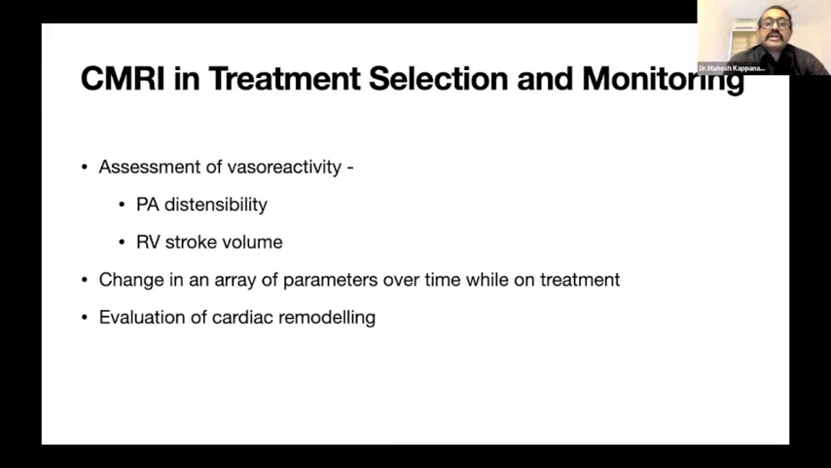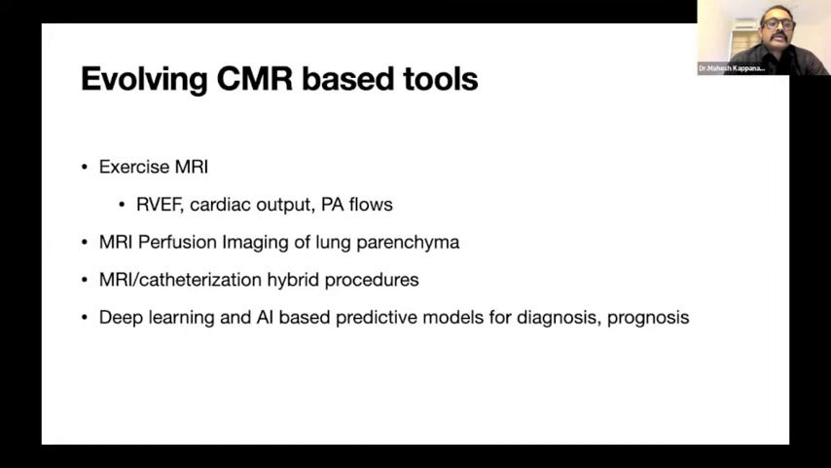Cardiac MRI is also incredibly useful in treatment selection and monitoring of patients. You can actively assess vasoreactivity by looking at PA distensibility and RV stroke volume after administration of a vasodilator element. And you can also monitor the change in an array of parameters over a period of time while the patient is on treatment, and it also offers information on the cardiac remodeling.